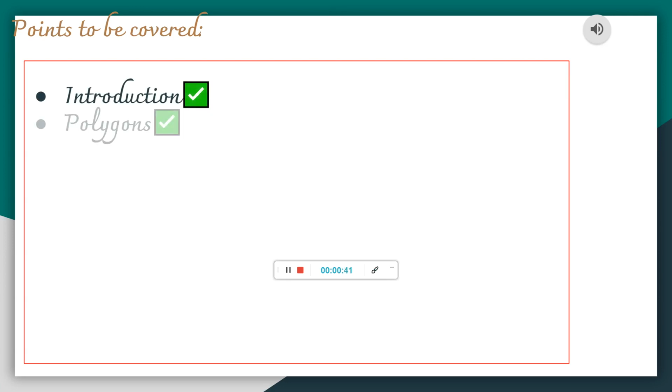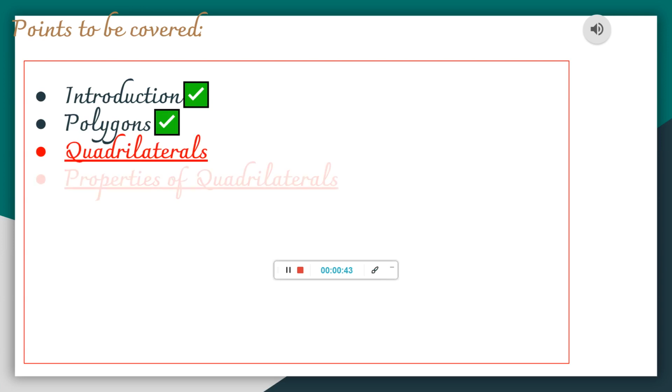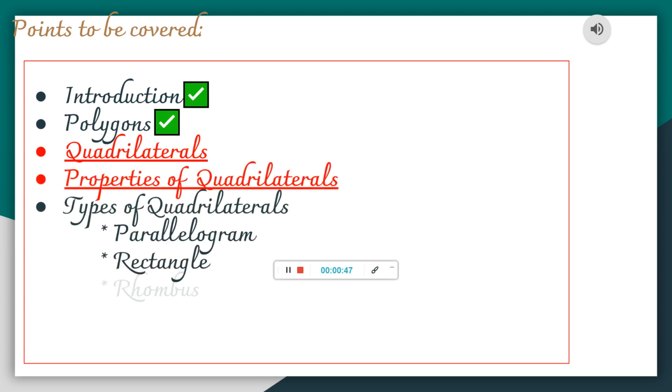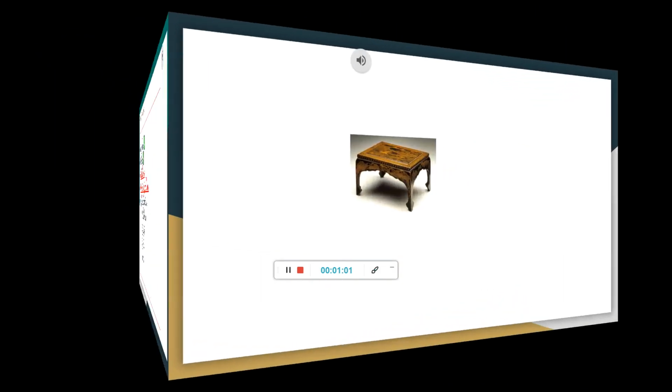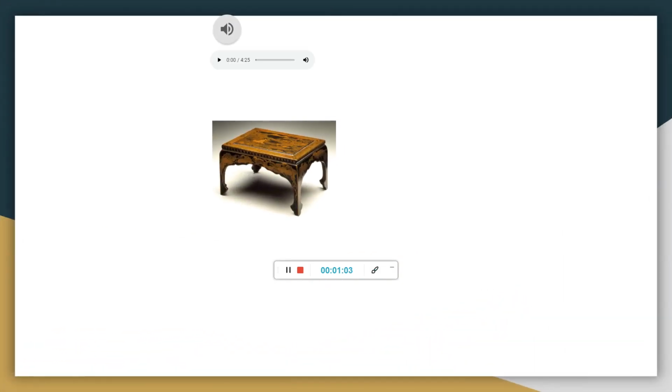So, in Introduction Part 1, we have already discussed the introduction and polygons, isn't it? So in this video, we are going to discuss quadrilaterals and the properties of quadrilaterals. So let us start. So let us start our new topic.